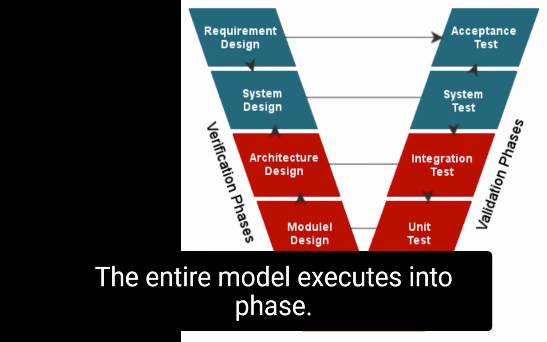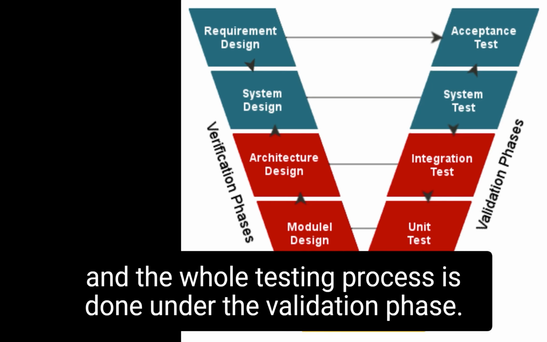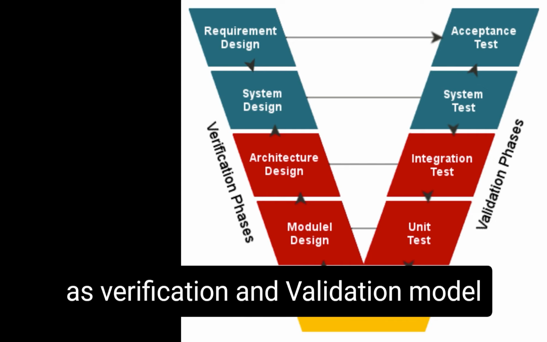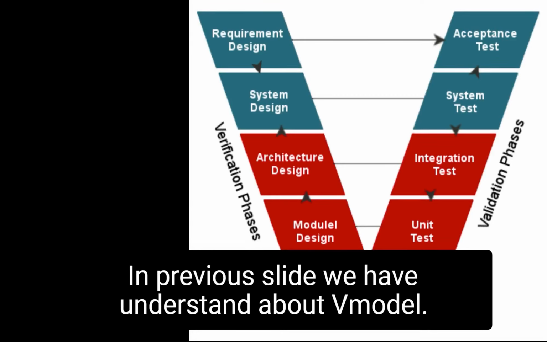The entire V model executes in two phases. The complete review process is done in the verification phase, and the whole testing process is done under the validation phase. That is why it is also known as the verification and validation model, where the verification and validation process includes different stages.